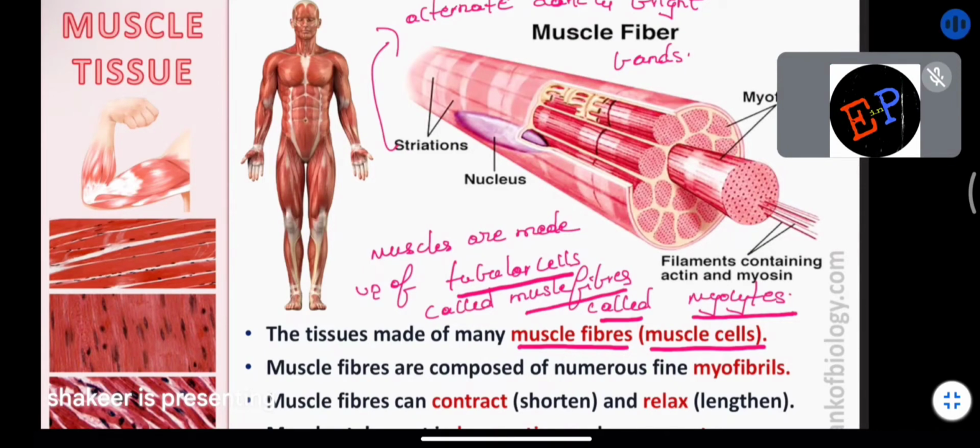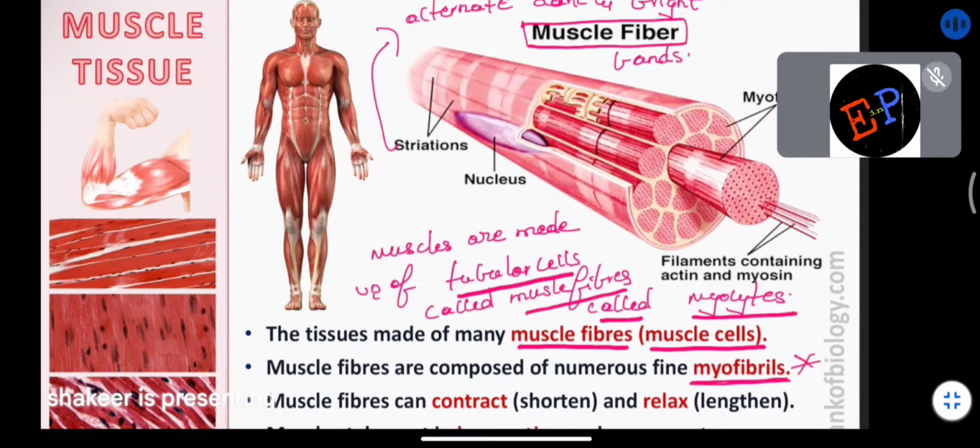So muscle fibers are composed of numerous fine myofibrils. Here this muscle fiber you are seeing, this is one cell. This muscle fiber is one cell of a muscle. And what is the shape of this cell? Cylinder. And this cylinder is again made up of many cylinders. And what are those cylinders? They are called myofibrils. Are you able to understand the construction? Inside the muscle cell you will find myofibrils.